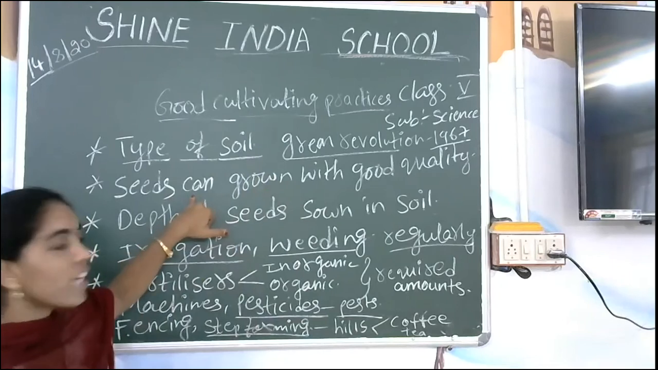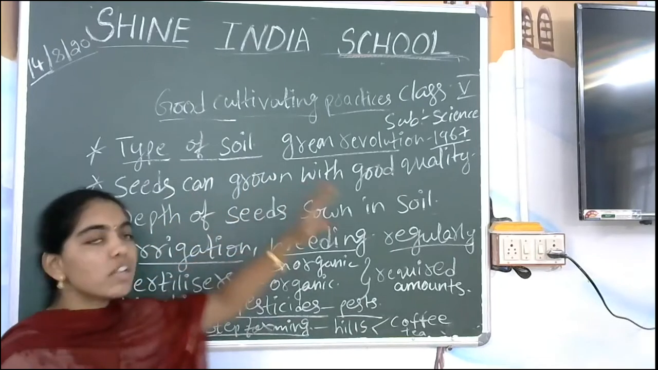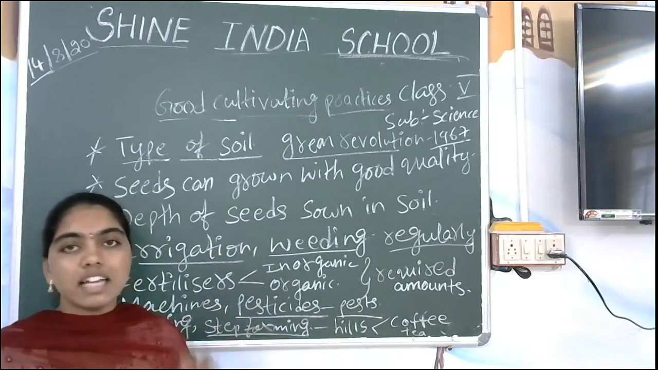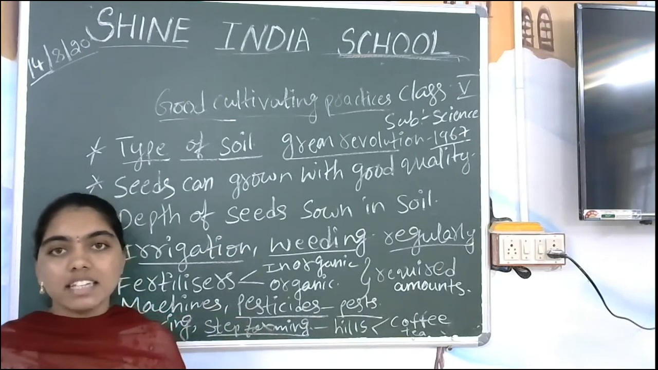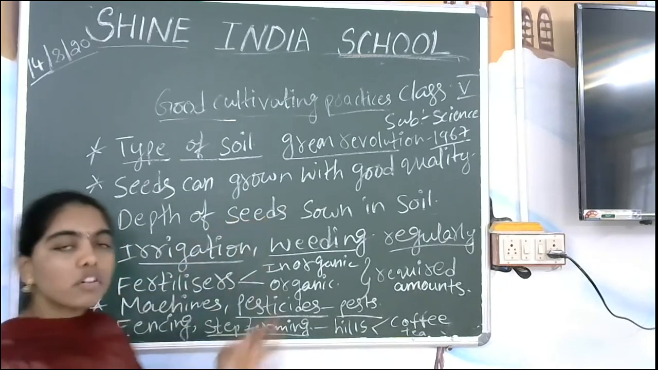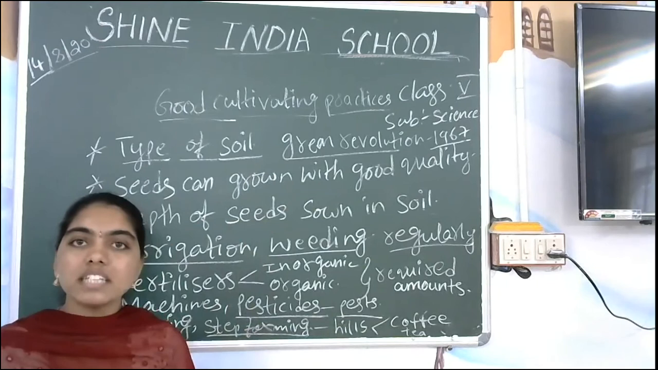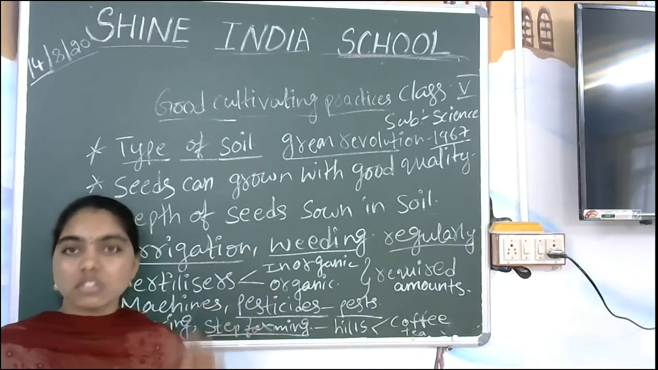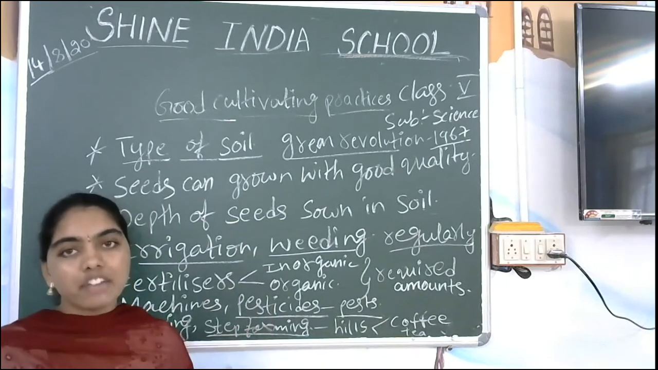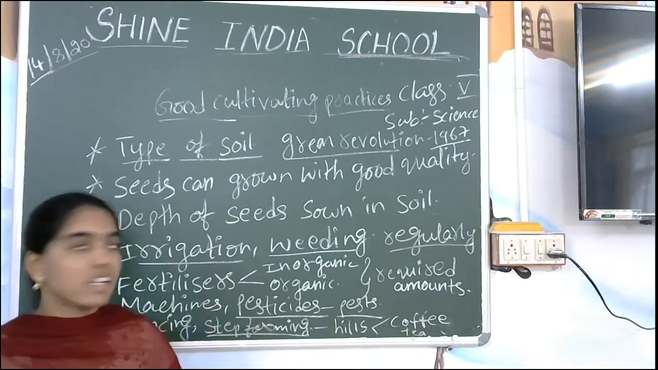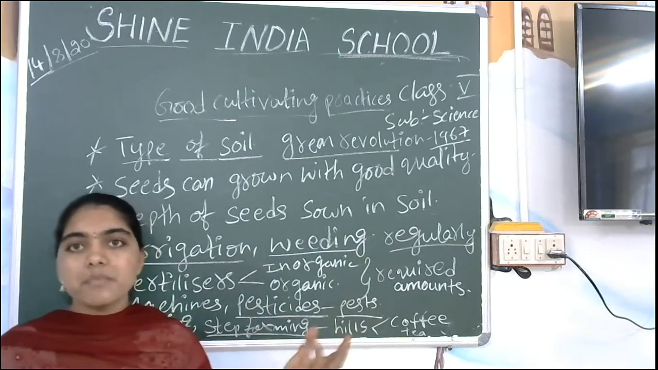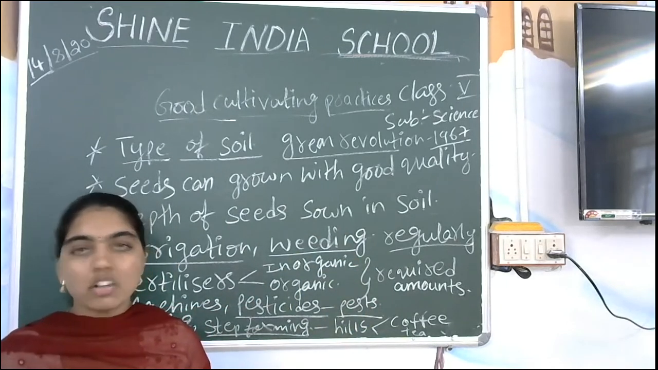And next, seeds should have a good quality. If we take good quality seeds, then the crop will grow nicely and we will get a large amount of harvest. Next one, depth of the seed. We have to keep the seed at a particular depth, like 2 or 3 centimeters in the soil. Then only the seed will get enough water, air, sunlight, all this. It will increase the fertility of the soil, and the growth of the plant will also increase.